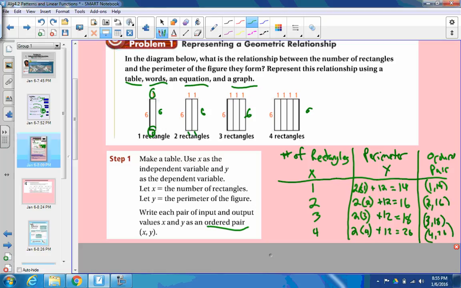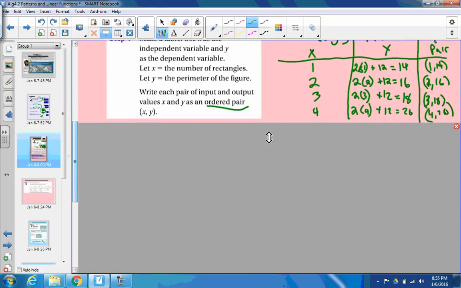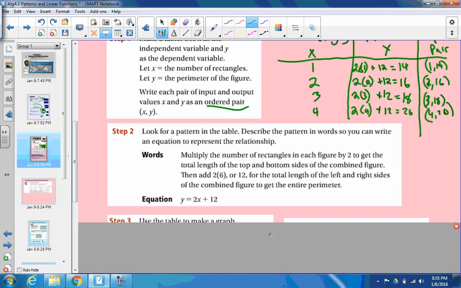So if you look at this, we have a whole bunch of x values, a whole bunch of y values, and then we put them into ordered pairs. So we're just looking at the patterns here. Sometimes it's easier to find the patterns than other times.